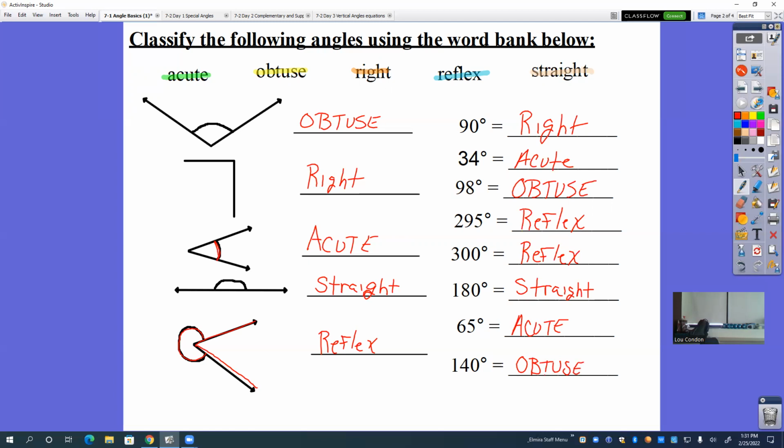Okay, so one more time. Acute angle is less than 90. Obtuse, greater than 90. A right angle, exactly 90. Reflex angle, greater than 180. And a straight angle is exactly 180 degrees.